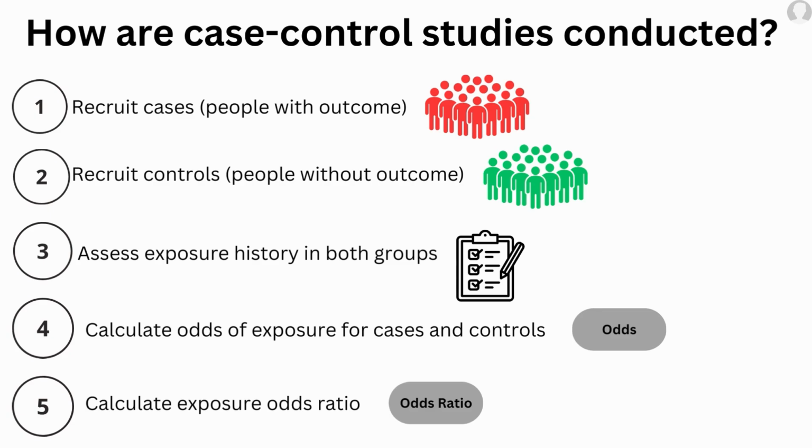Case control studies start by recruiting cases. Next, controls are recruited. Exposure histories are assessed for both groups. Then the odds of exposure are calculated. Finally, these odds are compared by calculating an exposure odds ratio.